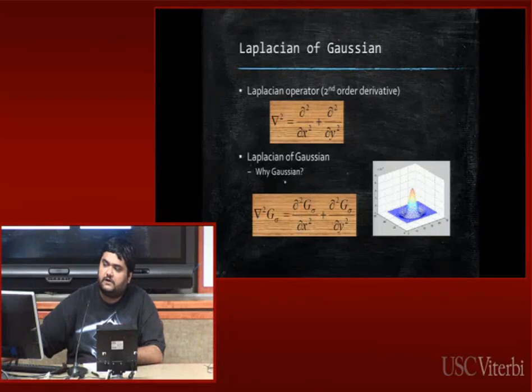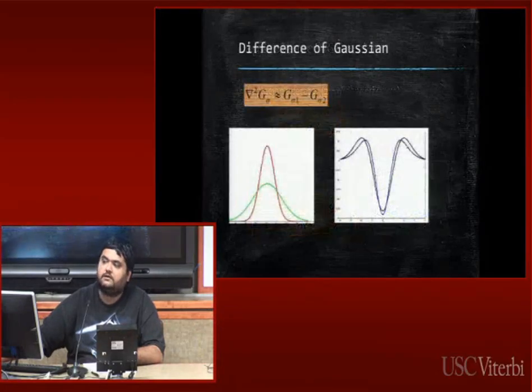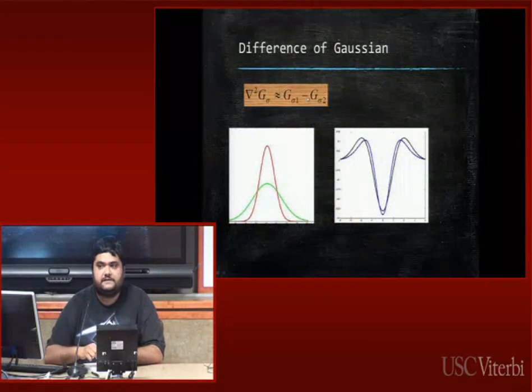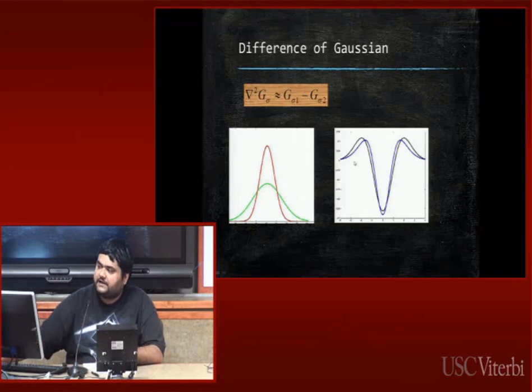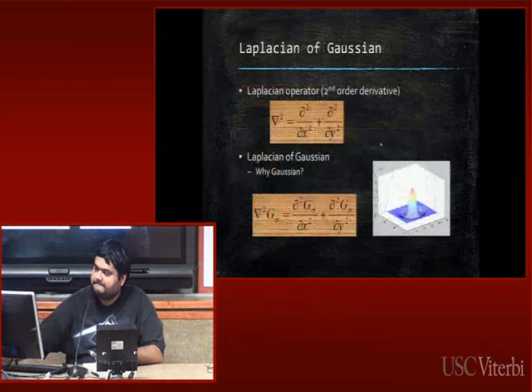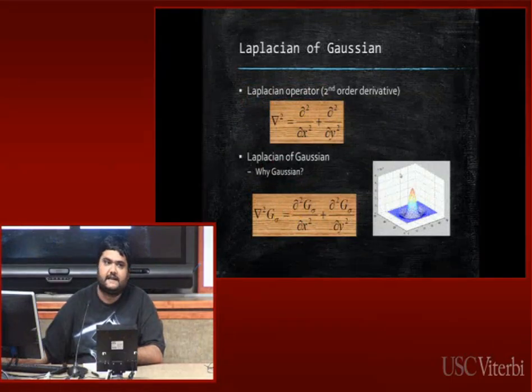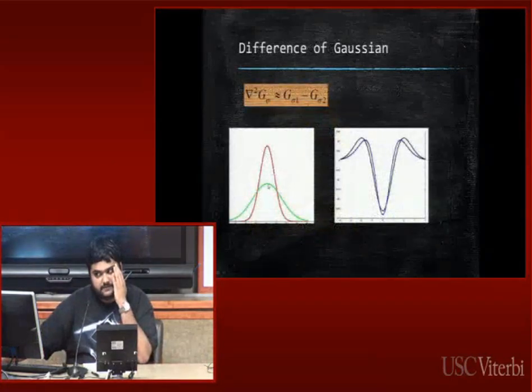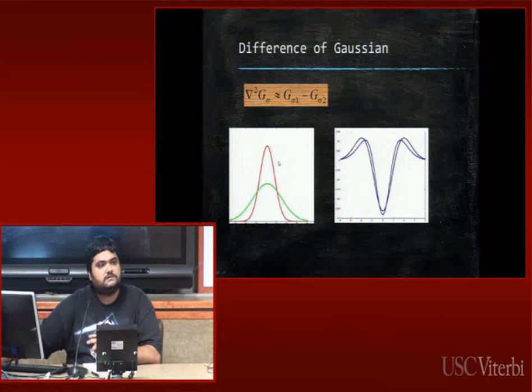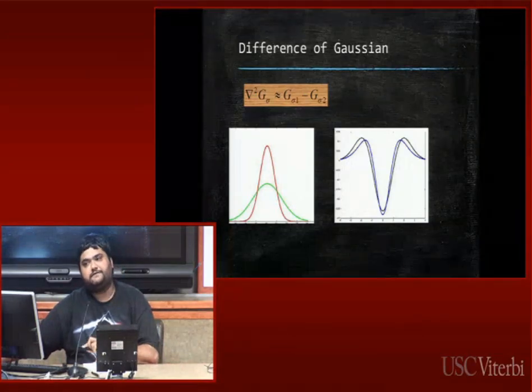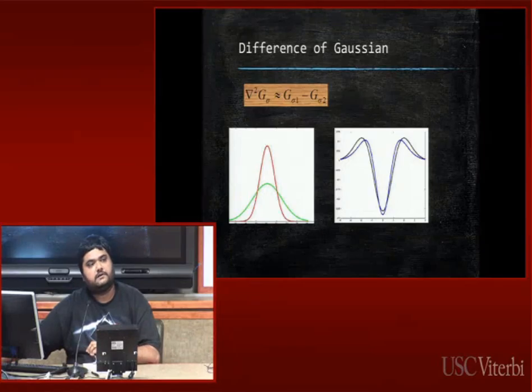This Laplacian of Gaussian can be approximated by difference of 2 Gaussians. This is how usually a Laplacian function looks like. The Mexican hat, okay? So you can approximate it by taking the difference between 2 Gaussians. Either you could directly use Laplacian of Gaussian, or you could use difference of Gaussian, but doesn't matter. But don't confuse it with derivative of Gaussian.